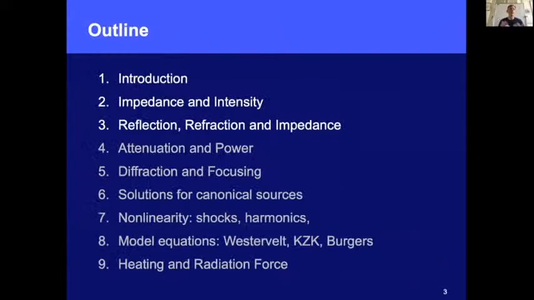Right, so the outline. There are many effects in there. In this first talk, I'm not going to be able to get through everything, so I will give you a basic introduction into the acoustic wave equation, discuss the ideas of impedance and intensity, and then we'll look at reflection, refraction, and how impedance plays a role in those as we go from one medium to the next. With subsequent talks, I will try and cover the other topics that are listed on this outline slide.